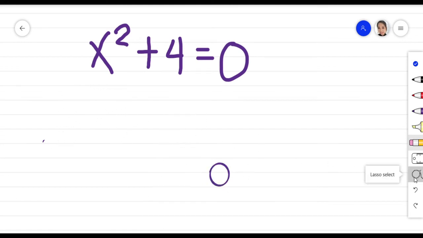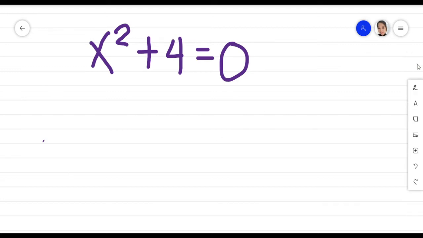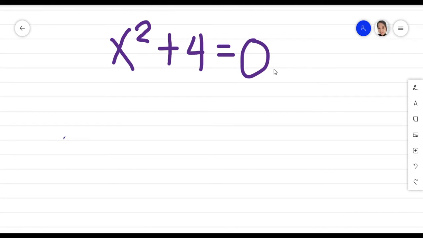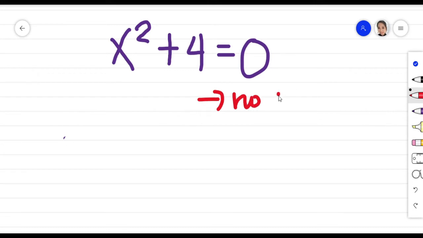Now, it just tells us that this equation here, x squared plus 4 equals 0, has no real solution.